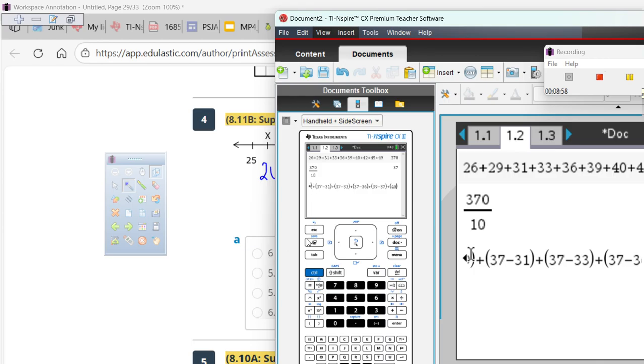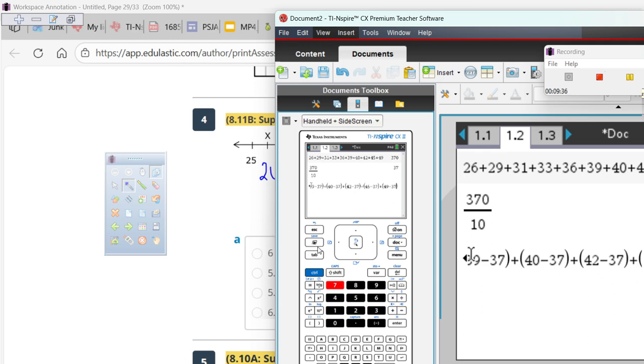40 minus 37, plus 42 minus 37, plus 45 minus 37, plus 49 minus 37.